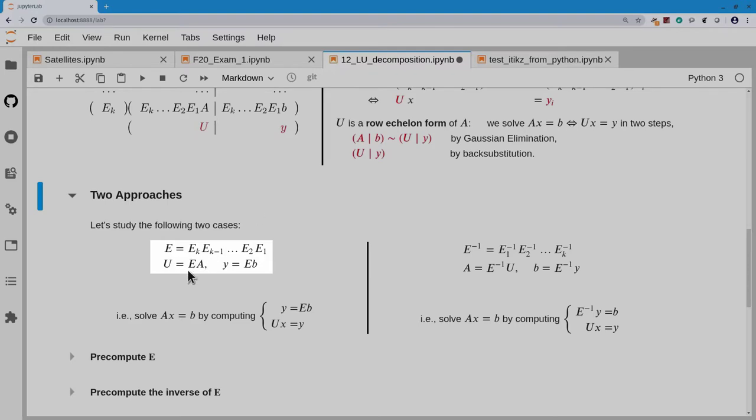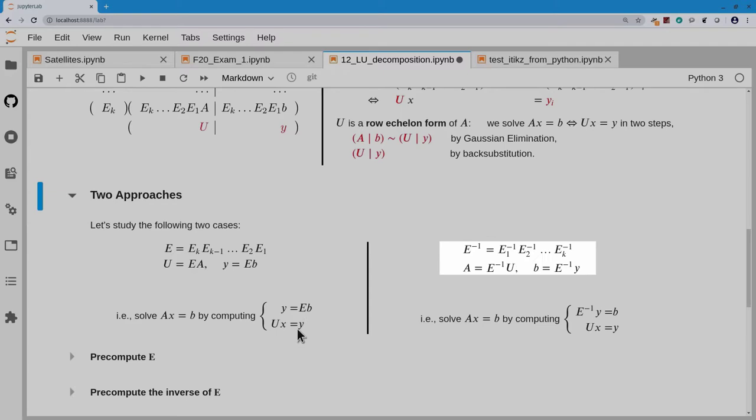And the result of applying that product of matrices to A is to obtain the row echelon form U. So EA is equal to U. And similarly, applying that matrix E to B gives me the Y vector for Ux equals Y. So what we are doing is we are trying to solve AX equals B by pre-computing that E and then applying E to B to get the Y vector and then solving our back substitution problem as before.